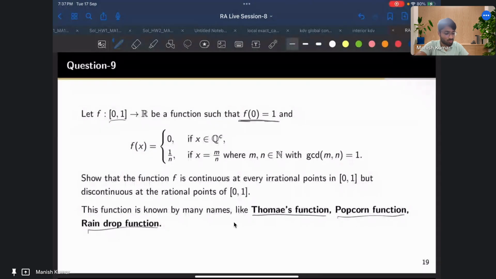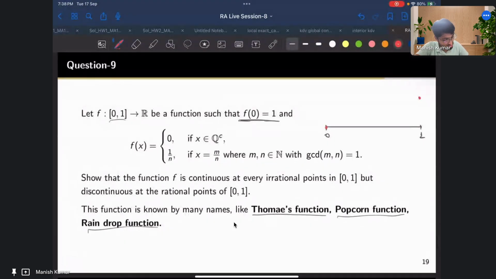If you look at the graph, you can clearly see. Let's say this is 0 and this is 1. At the 0 point, sorry, it has been defined as 1. You can understand that 0 is a rational number, and 0 can be written as 0 by m for any m. So that's why you have to define it separately, otherwise you cannot make sense of this definition.